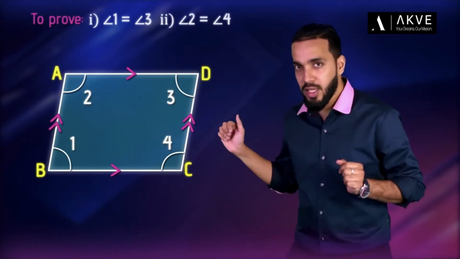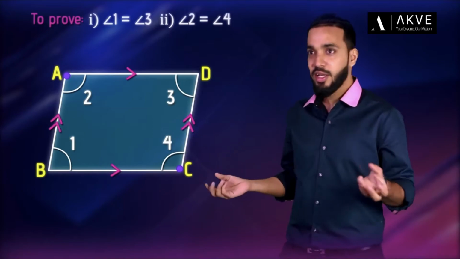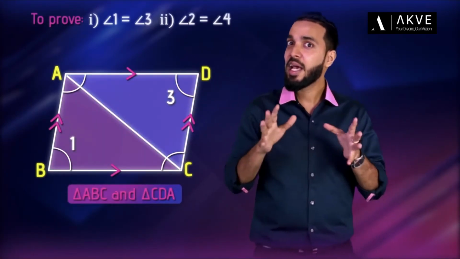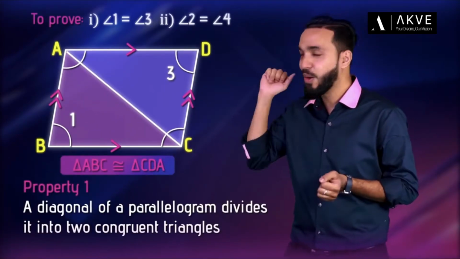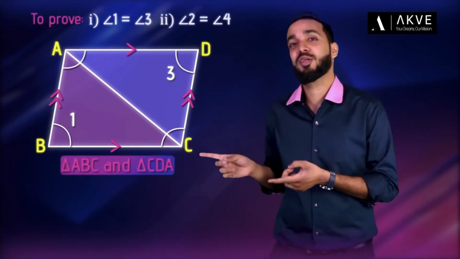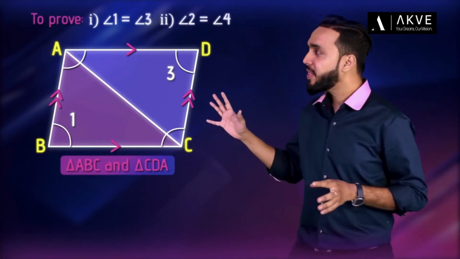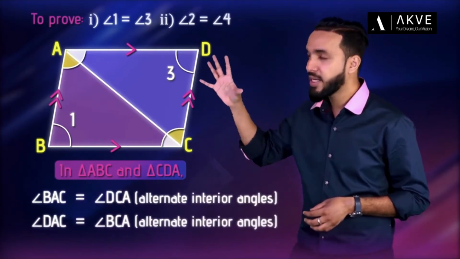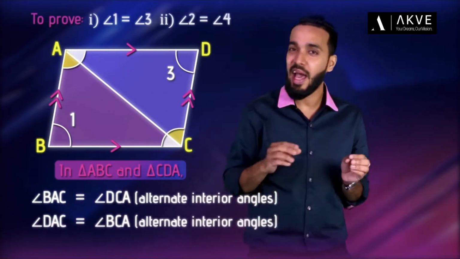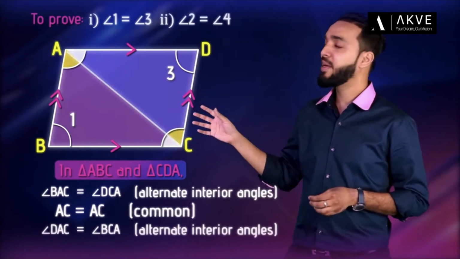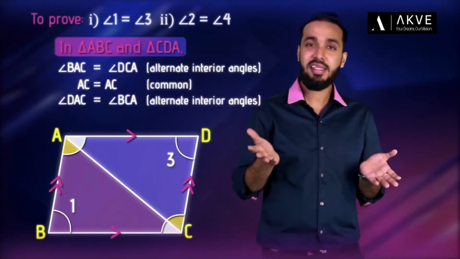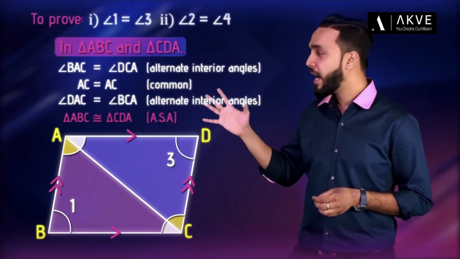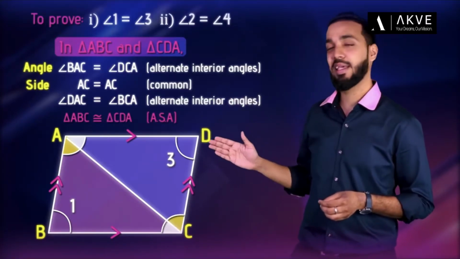Joining non-adjacent vertices A and C would divide this parallelogram into triangles ABC and CDA, which, as per the first property, are congruent. Even if we didn't know the first property, we can very easily show that these angles over here actually form pairs of alternate angles and hence are equal. And this side is common in both the triangles. It's easy to see then that these triangles ABC and CDA are congruent by the ASA rule.